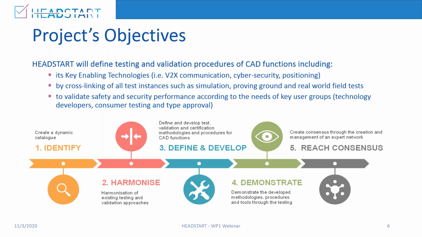The chart you can see here presents the different steps of the project. So first, we want to identify what already exists in terms of methodology for validation and testing. Then we want to harmonize all what we found in this state of the art. And based on that, we are going to define our own testing and validation methodology for CAD. We will do, of course, some demonstration. And the goal throughout the project is to reach consensus by keeping a tight link with experts such as you and having our work reviewed regularly in order that we stay close to the needs of different stakeholders.